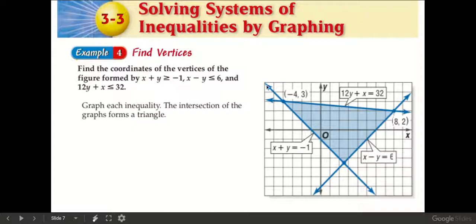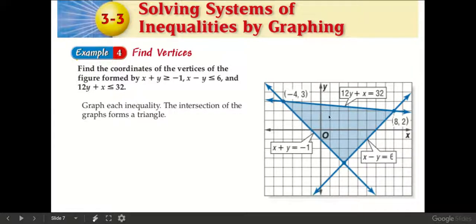So here is x plus y is greater than or equal to -1. So that'd be that line there, and it would be shaded on this side. x minus y is less than or equal to 6 would be this line shaded in this direction. 12y plus x equals 32 would be this line shaded in this direction. So the overlapping areas would be created by this triangle here. And so our job is to find the coordinates for the vertices.